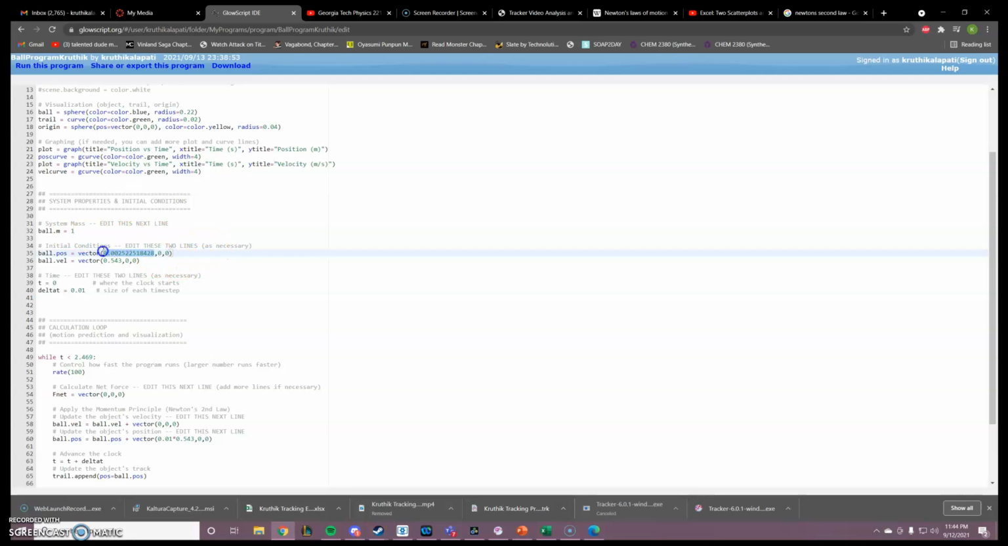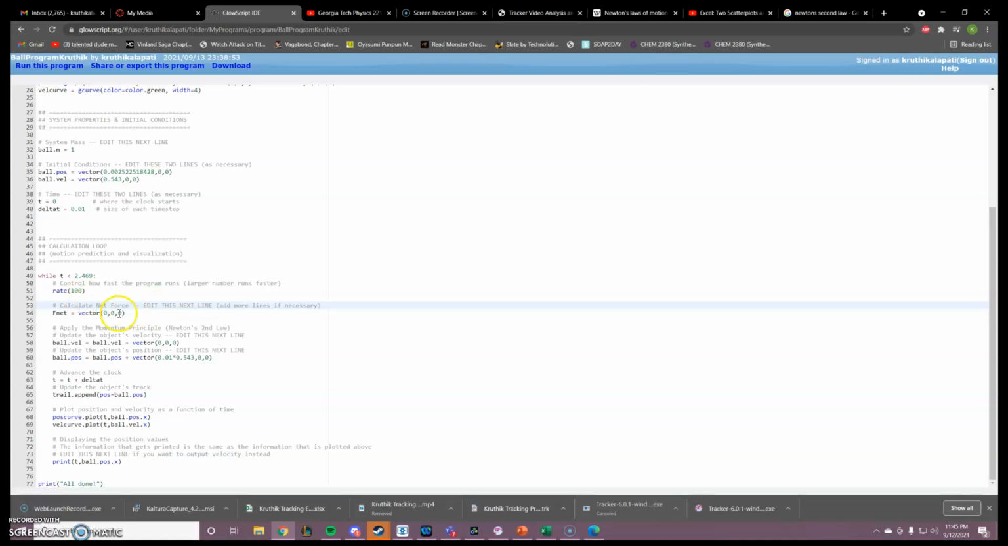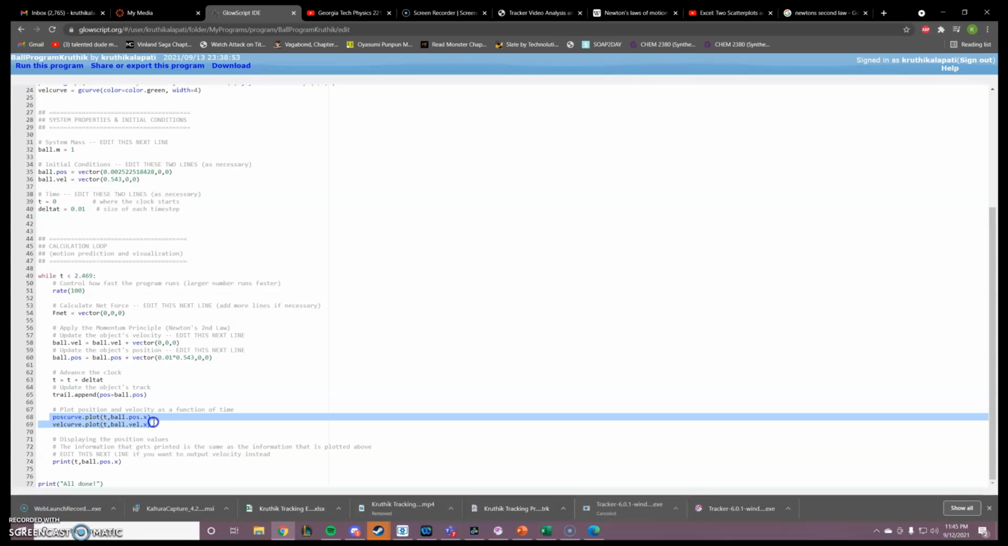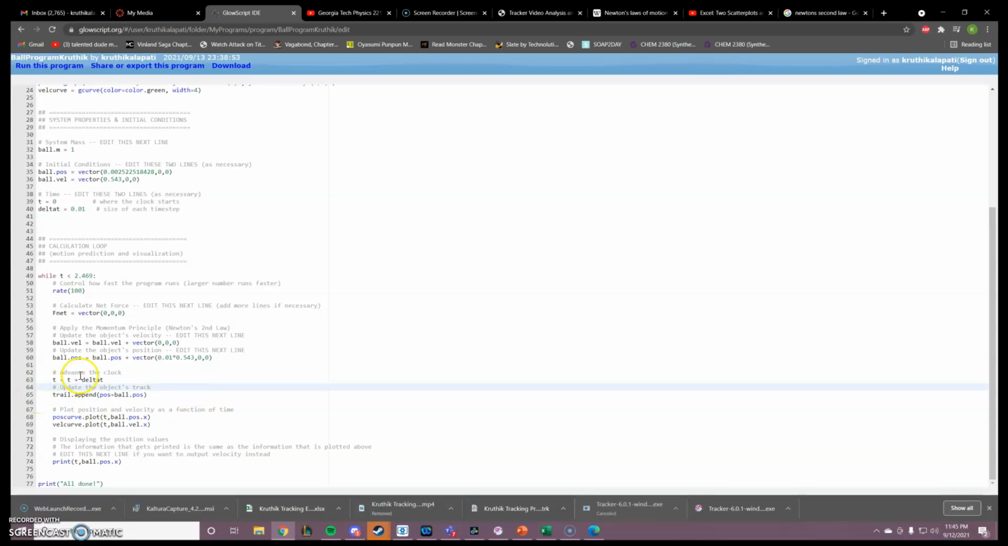So here's the initial position of the ball, as it was in the observed motion of the ball, and the velocity that we calculated. For the forces on the ball, we have the net force equal to zero because there is no net force on the ball, and the velocity is updated by this force, which is zero. And the position is updated by the velocity, which is going to change the position. Then the program will output the position values and the velocity values onto a graph, and it'll print the values so that we can input them into Excel.